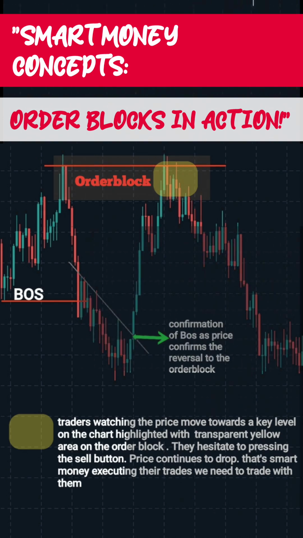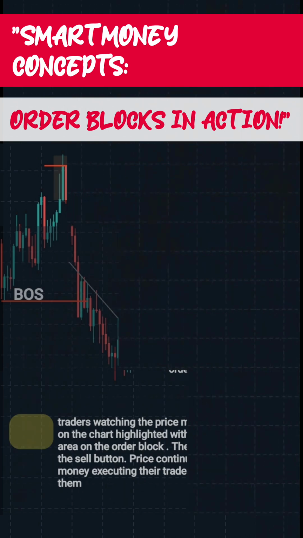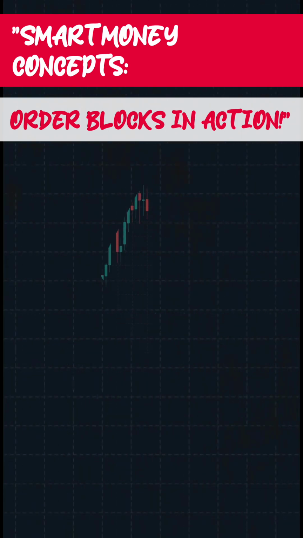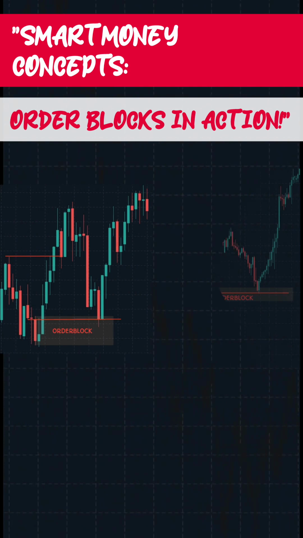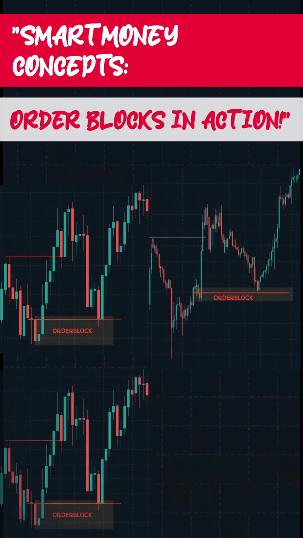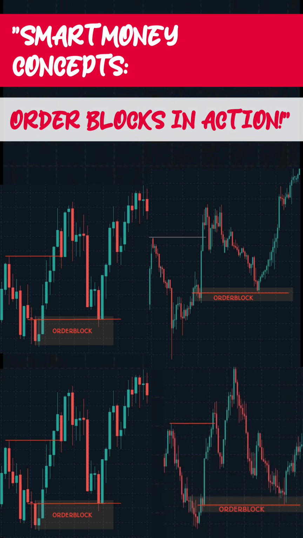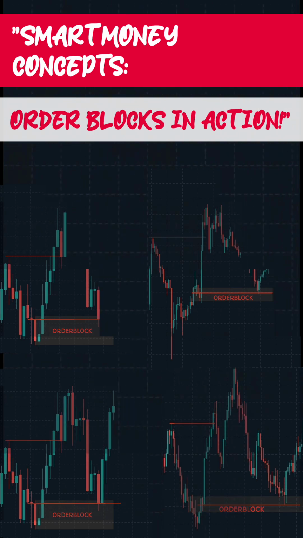Today, we're diving deep into one of the most powerful tools in smart money trading, order blocks. In this chapter, we are going to show you how to identify order blocks and use them to pinpoint high probability entries. And yes, we are making it mobile friendly for all of you mobile traders out there.